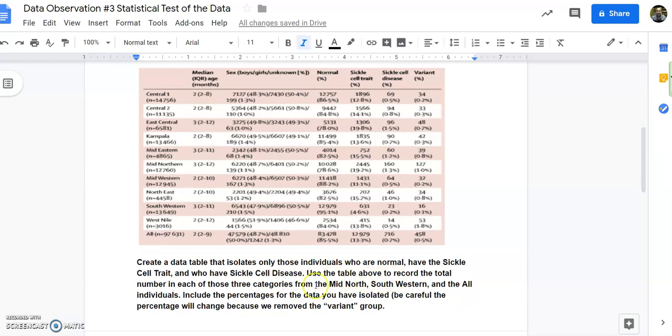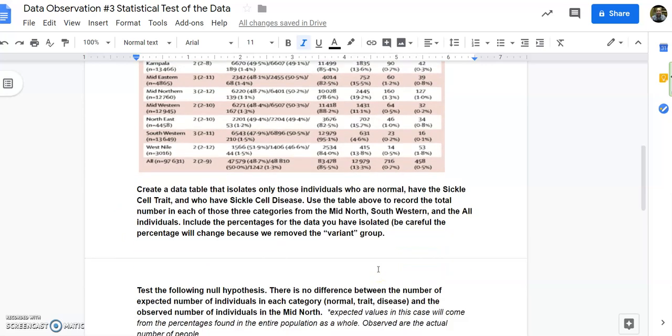And then you're going to use that table to record the total number in each of the three categories in the mid-north. So we'll look at the mid-northern, and we're going to record the number of people that are normal, the number of people that have the sickle cell trait, and the number of people that have sickle cell disease. We're going to skip the variant. You're going to repeat that for the Southwest, and then you're going to do that for the all category. Once you've done that, you're going to include percentages for the data that you have isolated.